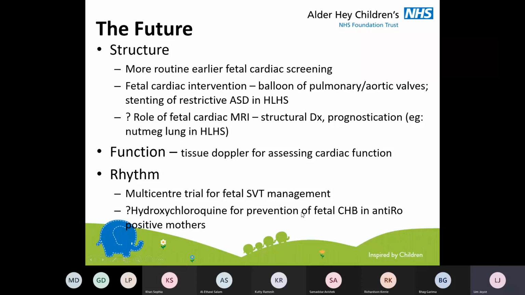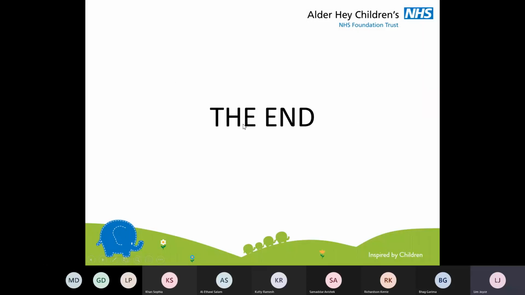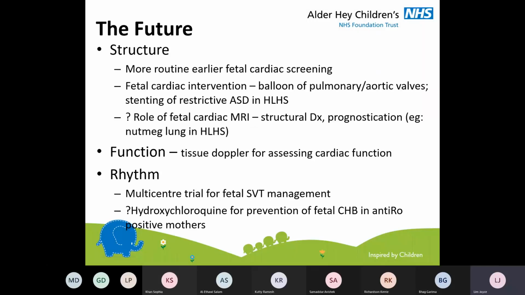The question is, should we do fetal cardiac MRIs to look for structural cardiac lesions, to look at aortic arches? Are they better than just the routine ultrasounds that we do? Would you do fetal lung MRI for prognostication purposes, to look at nutmeg lung and hypoplastic left heart syndrome?